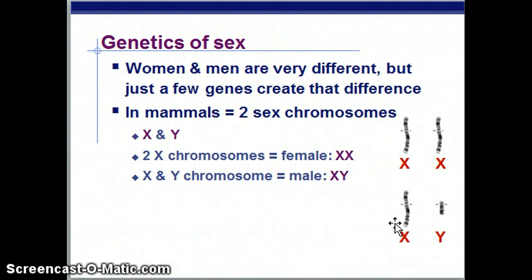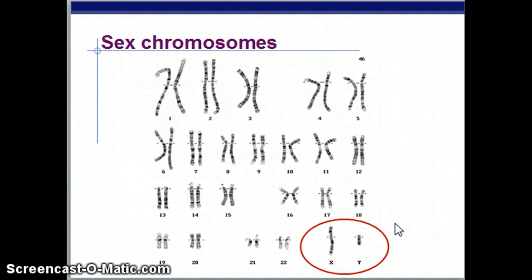Alright, so to get into the genetics of sex just a little bit. Women and men are very different, but just a few genes can create these differences. We've already said that there are two sex chromosomes. Females are XX and males are XY. These are called the sex chromosomes.